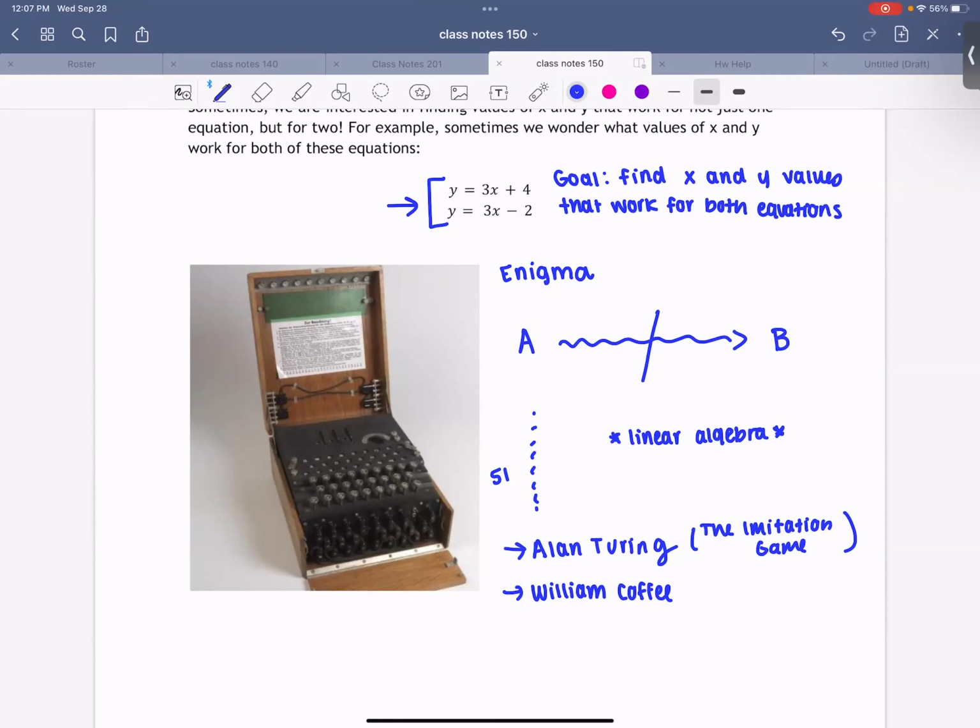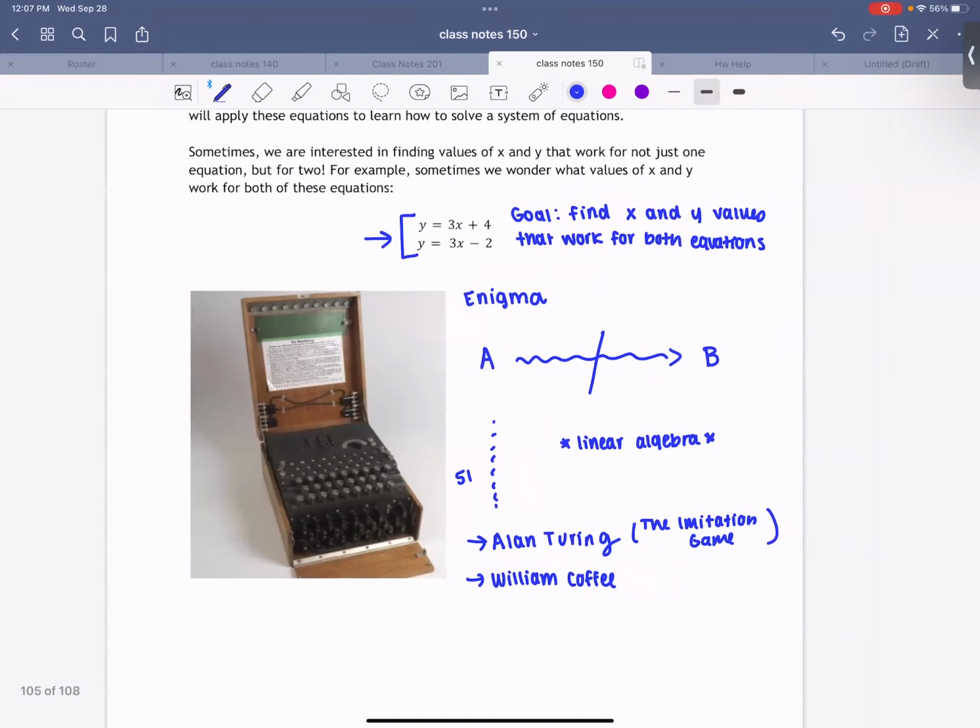Okay, but we're not going to figure out how to solve equations with 51 variables in it. That sounds a little bit crazy. We're going to focus on equations that have two equations and two variables. Talk about how we solve these and how we get our values of x and y. Okay, moving on.